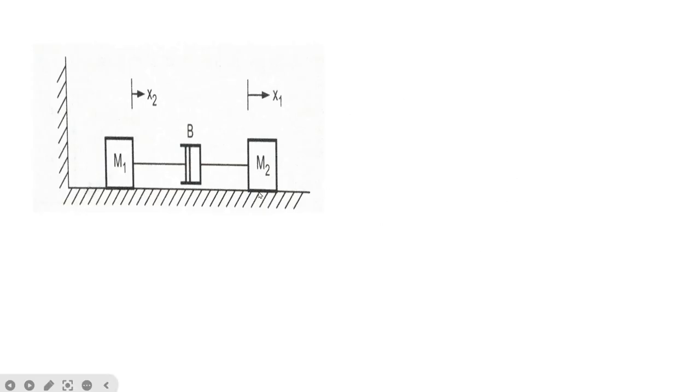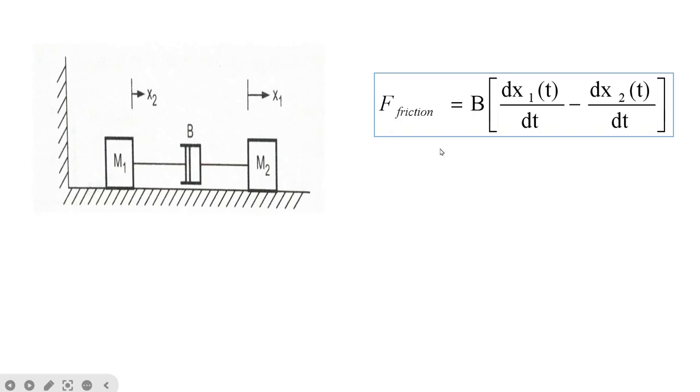Now here we are applying a force on mass M2, and there will be a displacement x1. That force will be transferred onto this dashpot, so it will consume some force, and the same amount of force will not be applied to M1, because of which there will be a change in the displacement. Here it was x1, now it will be x2. So we can write the force equation for friction as B into dx1 of t by dt minus dx2 of t by dt.